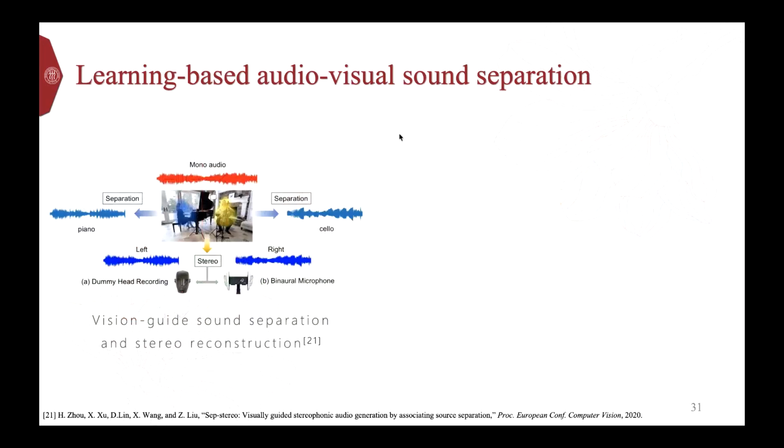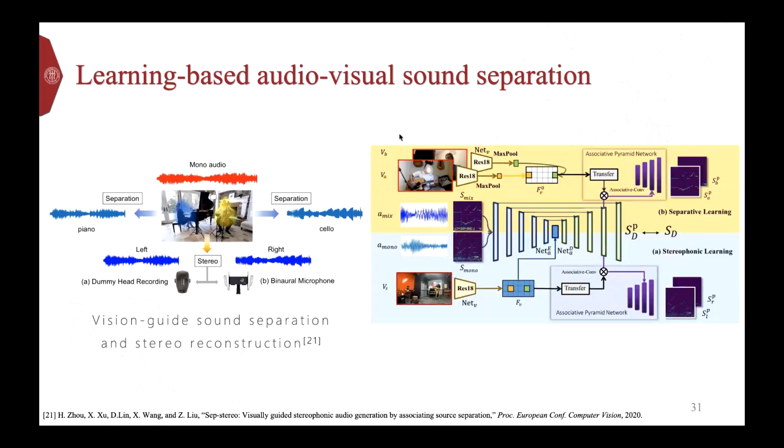So some researchers think: can we achieve better sound separation by introducing vision information from other sound-related tasks? In this work, the researchers propose designing a model to simultaneously achieve the sound separation task and the stereo reconstruction task, guided by the vision information.